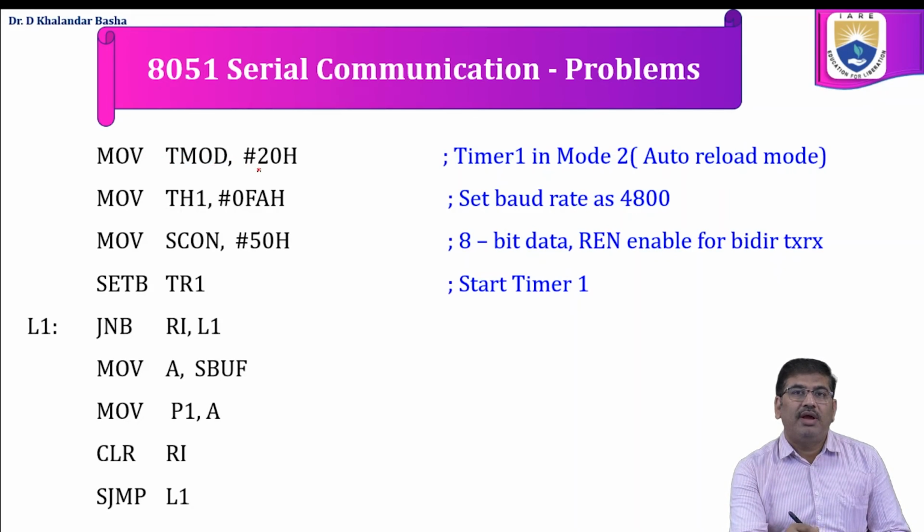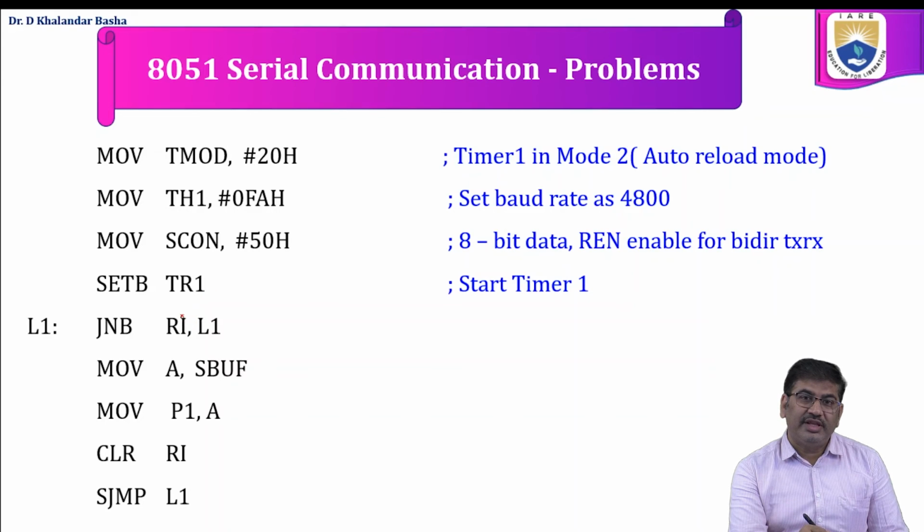MOV TMOD comma #20. This is for configuring timer 1 into auto reload mode. Only timer 1 we are using. So 20 is loaded into the TMOD register. For supporting 4800, the TH1 we have to load with FAH. For 8-bit data transfer, we configure SCON with #80. Then we start the timer by using SETB TR1. So timer 1 is started.